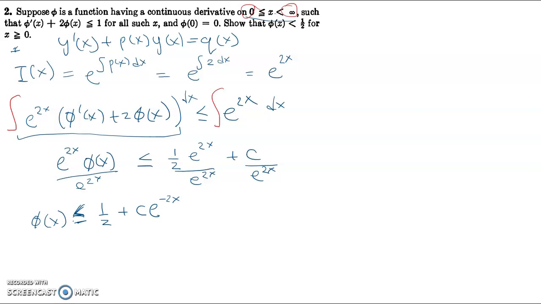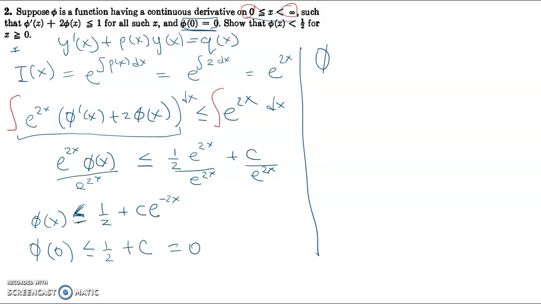Okay, so I forgot to apply this given fact. If we apply that, let's plug in 0 for x. It's going to be less than or equal to 1/2 plus c. And we know this is going to be 0, which gives us the fact that c is going to be negative 1/2. So we can use that here. Let me rewrite that. Phi of x is less than or equal to 1/2 minus 1/2 e to the power of negative 2x.